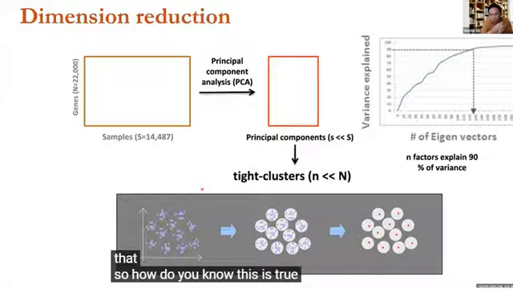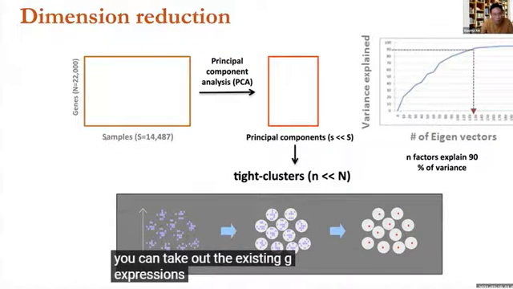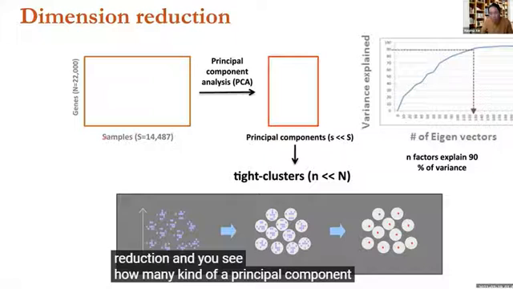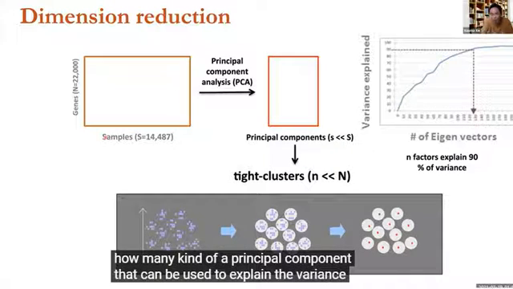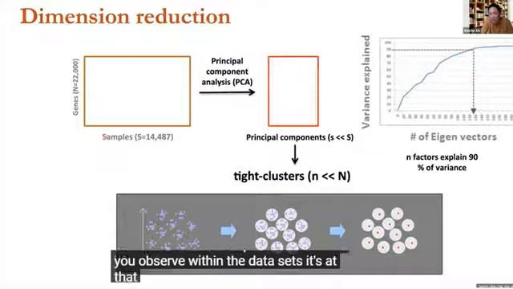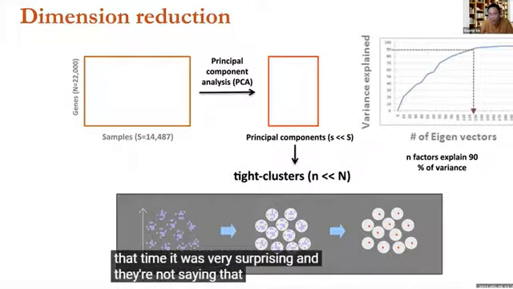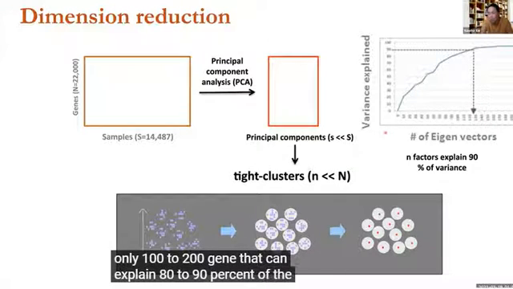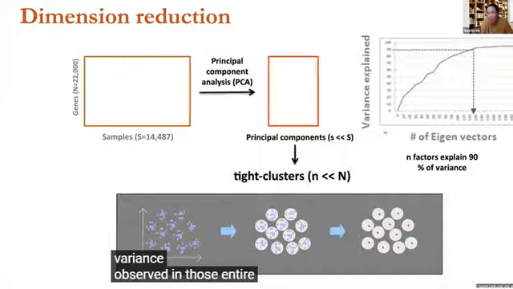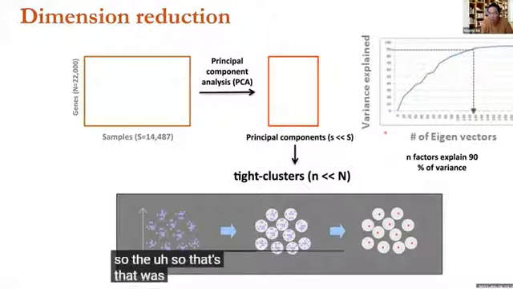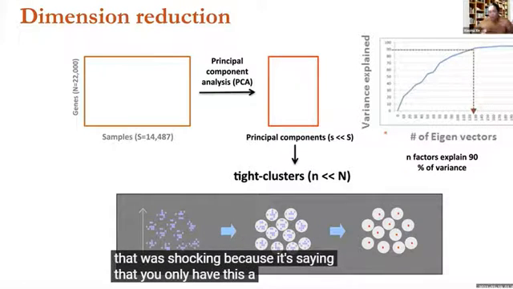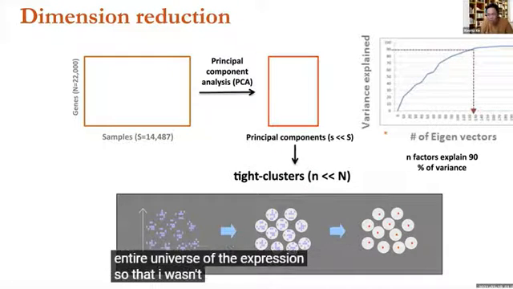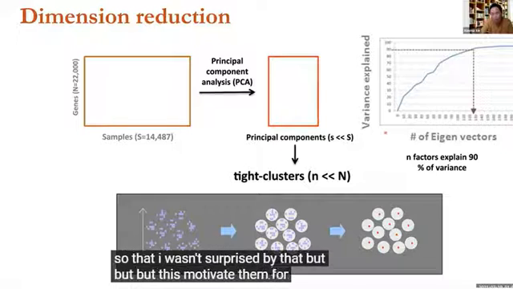So how do you know this is true? You can take the existing gene expression data and do a simple dimension reduction, and see how many principal components can be used to explain the variance you observe within the data sets. At that time, it was very surprising. They found that probably with only 100 to 200 genes, you can explain 80 to 90% of the total variance observed in the entire data set. That was shocking, because it says that only a few hundred factors can explain the entire universe of gene expression. I was surprised by that, but this motivated them to develop this methodology.